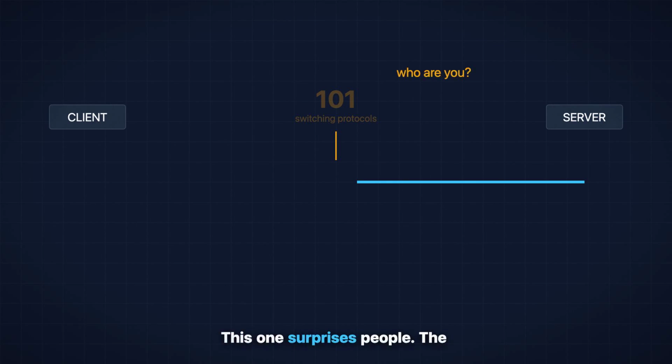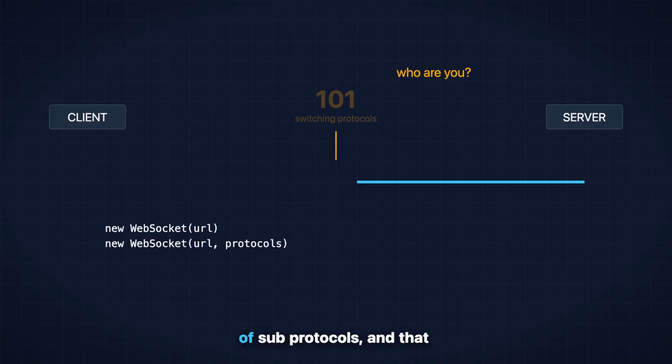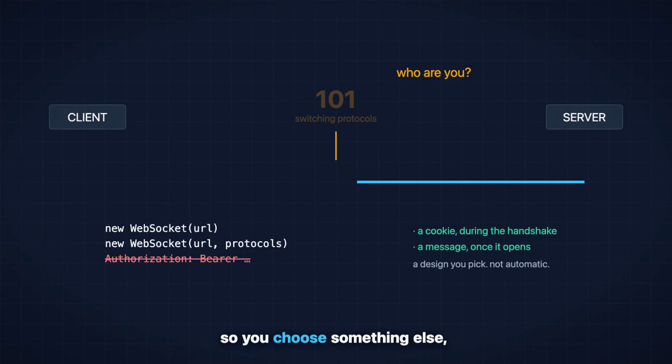This one surprises people. The browser's WebSocket call takes a URL and an optional list of subprotocols. And that is the entire list of things it takes. There's no place to put an authorization header, the way you would on a normal fetch request. So you choose something else: either a cookie the browser already sends during the handshake, or a message you send the moment the socket opens. Either way, this is a design you have to pick. WebSocket doesn't pick it for you.